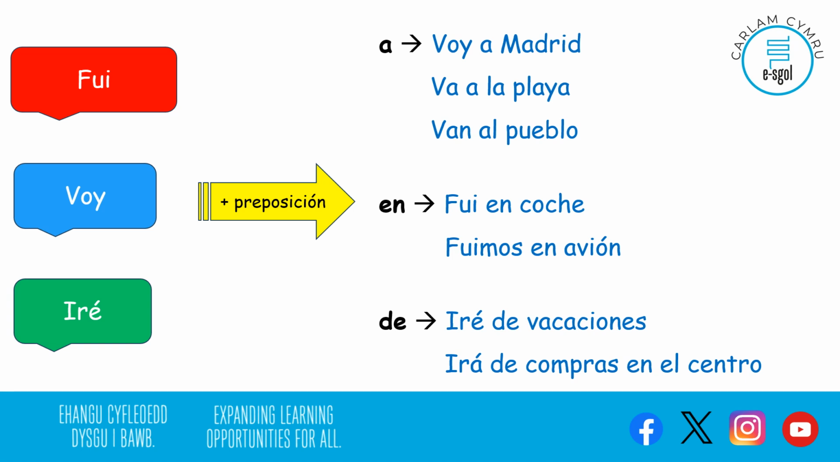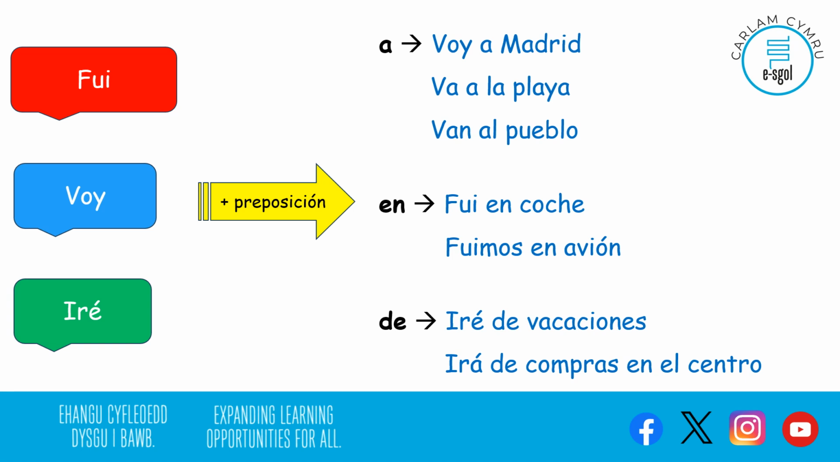The next preposition here is en. Fui en coche. I went by car. Fuimos en avión. We went by plane. The third preposition here is de. Por ejemplo, iré de vacaciones. I will go on holiday. Irá de compras en el centro. He or she will go shopping in the town centre. Remember to think carefully about which preposition to use. It will depend on the sentence.